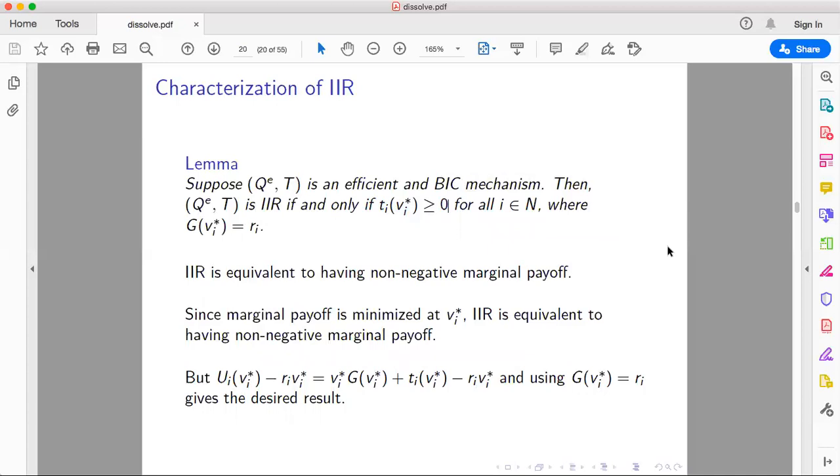So in Myerson's world, because there were no property rights, the IIR was equivalent to saying that Ti of 0 is greater than or equal to 0. But here, because of property rights, the necessary and sufficient condition is modified to be Ti of V star I is greater than or equal to 0. Okay, any questions on this so far?